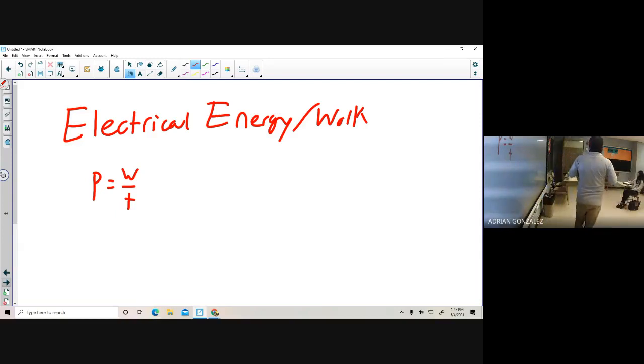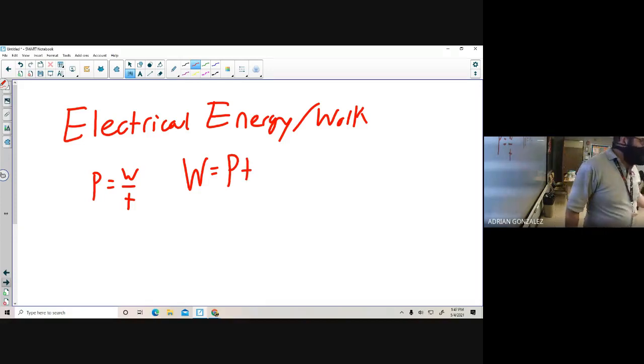Now, if I wanted to solve for work in this equation, how would I rearrange the equation? Multiply time on both sides. So I would get work equals power times time, which is cool, right? Let's say you did a question like we said before, right?